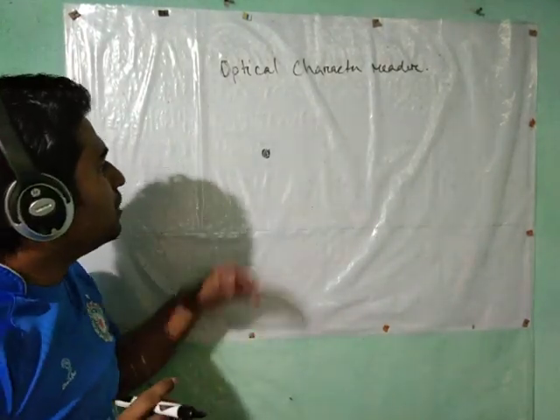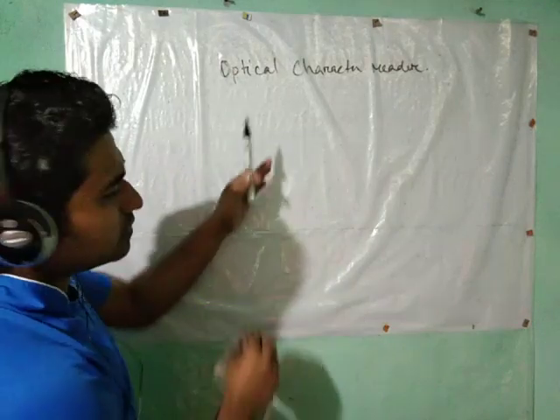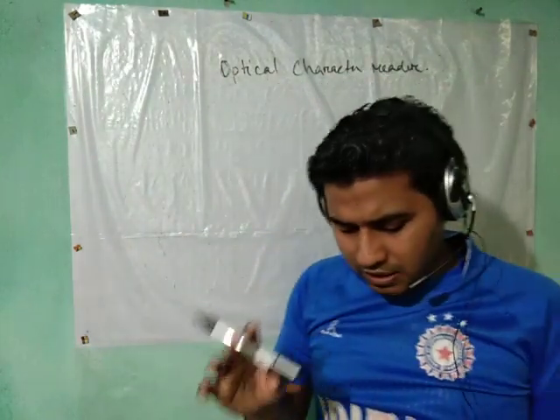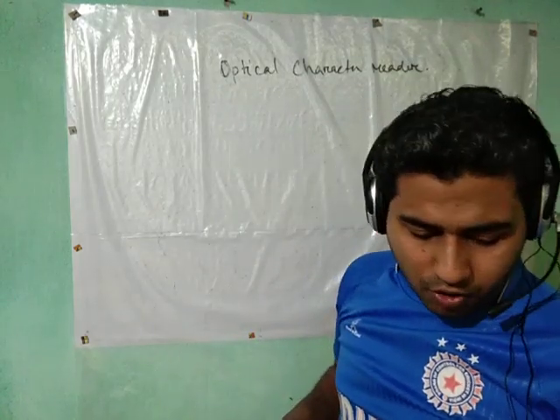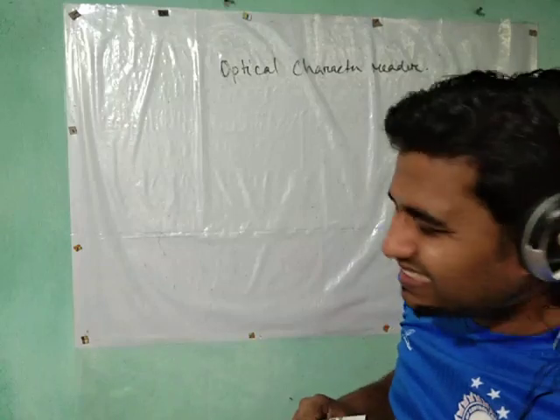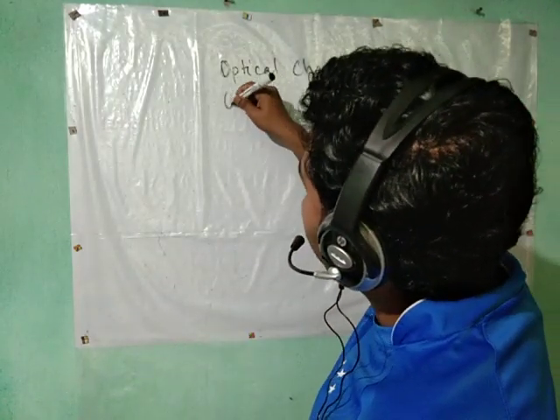Okay, now I hope it is visible for all, no? So this type of thing will be read by our optical character readers. Now some examples of optical character readers are OMR. I hope all of you have heard this word.